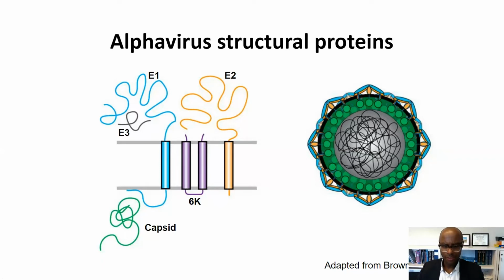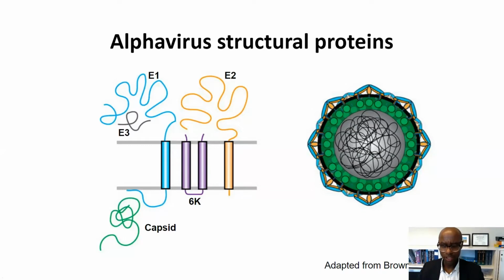So classically, it's been thought that E2 has most of the ability to bind cellular receptors, and E1 is what mediates fusion of the viral and host cell membranes after viral particles are internalized into acidified endosomes. Although some structural analysis recently suggests that both E1 and E2 are actually participating in receptor binding.